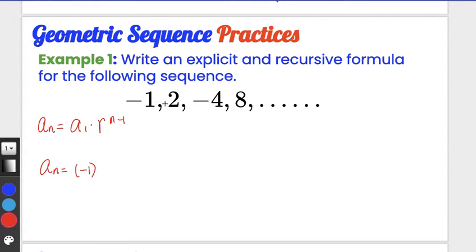Now we need to figure out what the common ratio is. As you can see, the number is doubled. However, if you compare the sign, it's alternating. That indicates the common ratio is actually negative, so you multiply by -2. That's why the ratio is -2 and the first term is -1. Okay, that's our explicit formula.